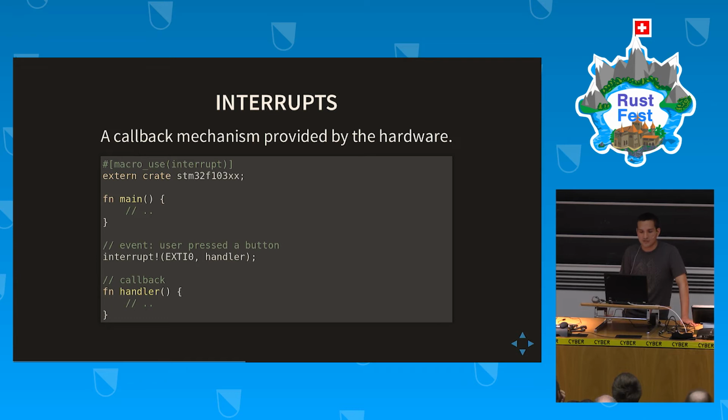In this program, we register an interrupt for the XT0 interrupt. We register this handler function to deal with that interrupt. This interrupt is triggered when the user presses a button. So in this case, the microcontroller will usually be executing the main function. But at some point, the user will press the button, and when that happens, the hardware will call our interrupt handler. Once the processor is done executing that interrupt handler, it will resume the execution of the main function. So we can say that the interrupt handler can preempt the main function. Or the way to see this is that interrupts have a higher priority than the main function.